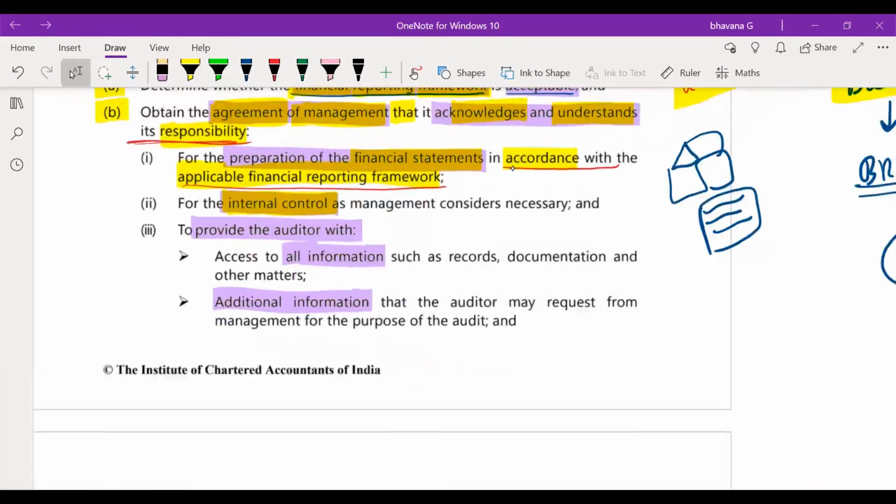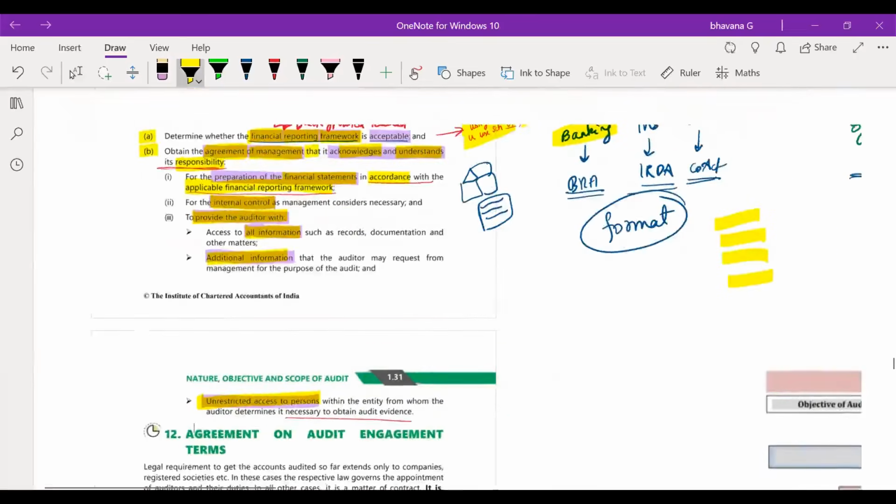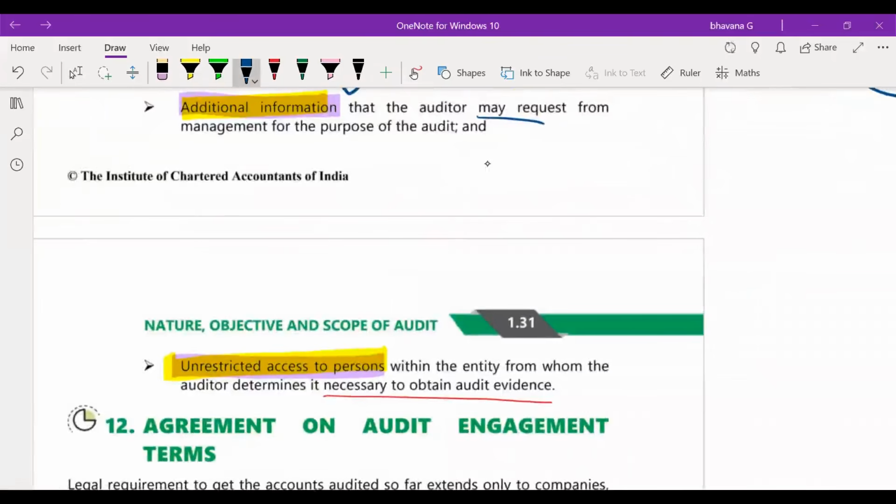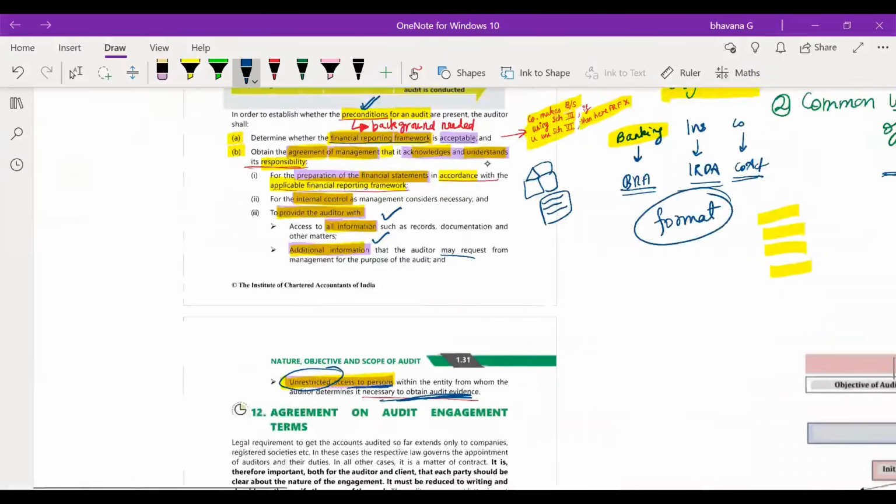Okay, next is to provide the auditor with all information, additional information, and also unrestricted access to persons. Here what they try to tell you is that it is also the responsibility of management to provide the auditor with all the information the auditor asks for. Also, if there is any additional information the auditor may request, the management has to provide that. And if the auditor needs to access a few persons and talk to them to obtain audit evidence, then the auditor must be given unrestricted access, without any restriction, to those persons within the entity. So these are the preconditions for audit.